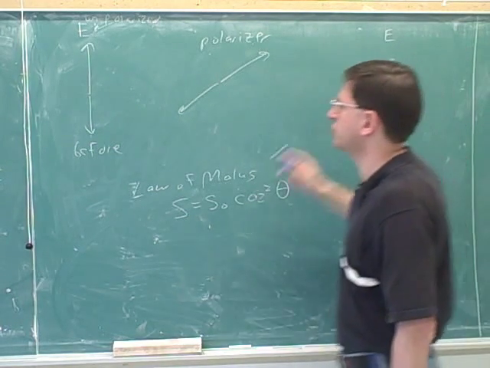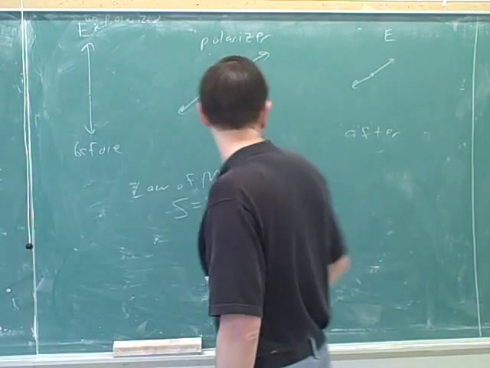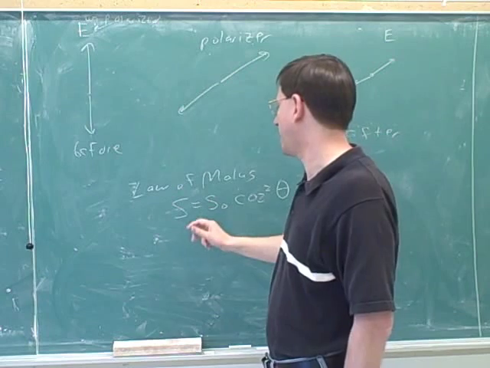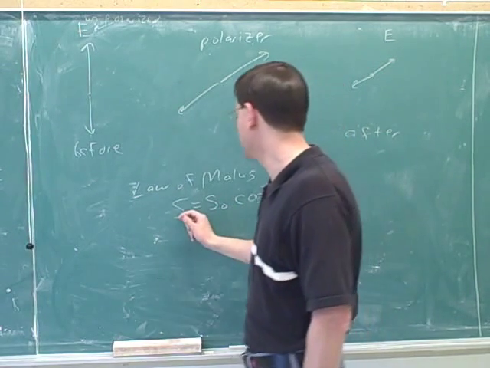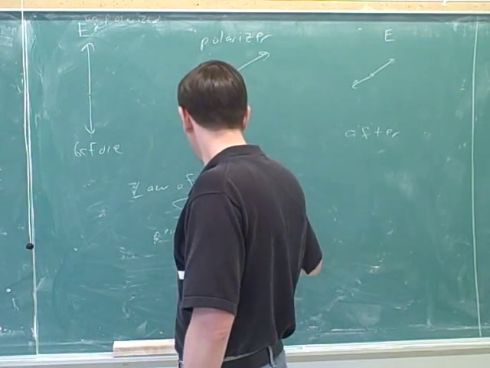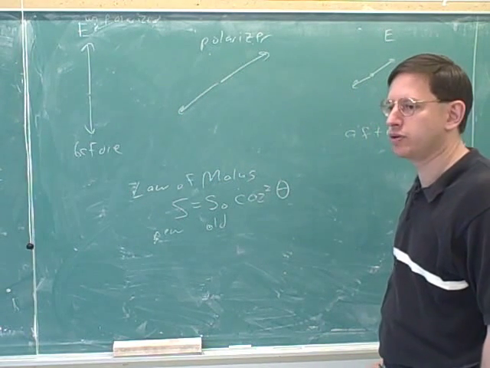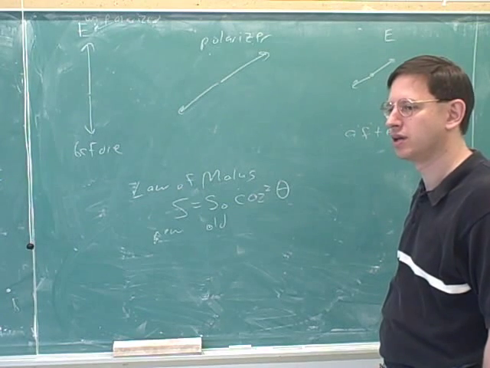I've also drawn these arrows shorter than these arrows, because only a component is going to get let through. So this light will be less intense. And this equation here just tells you how much less intense it's going to be. So this is the new light. This is the old light over here, and theta is the angle between who and who?